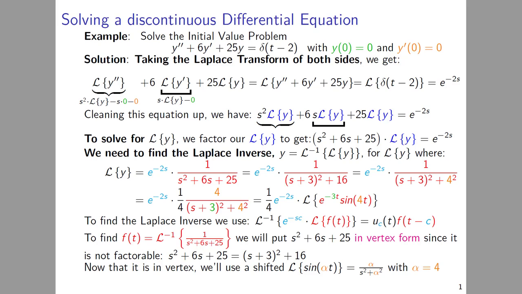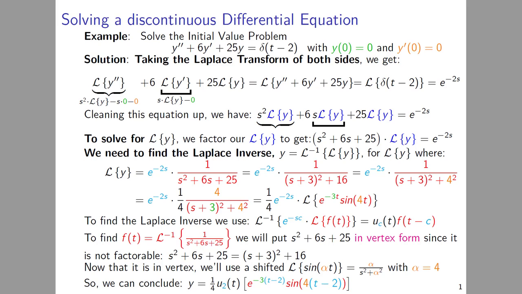And now we can use that the Laplace inverse of e to the negative sc times the Laplace transform of f of t is given by the shifted step function u sub c of t times f of t minus c, where here, again, c equals 2. So the Laplace inverse of 1/4 e to the negative 2s times the Laplace transform of e to the negative 3t times sine of 4t is y equals 1/4 u sub 2 of t times the function e to the negative 3 times t minus 2 times sine of 4 times t minus 2.